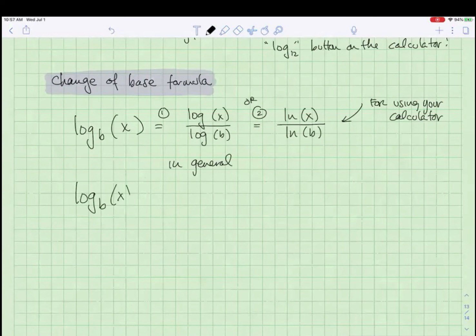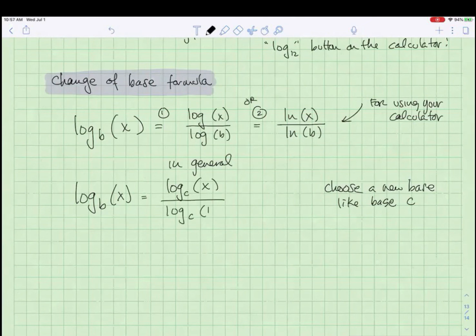In general, log base B of X, you're going to choose a new base, like base C, and the rule is log base C of X over log base C of B. Now, it has been my experience that most students, when they see this for the first, second, or third time, it is overwhelming because there are so many different letters going on here.